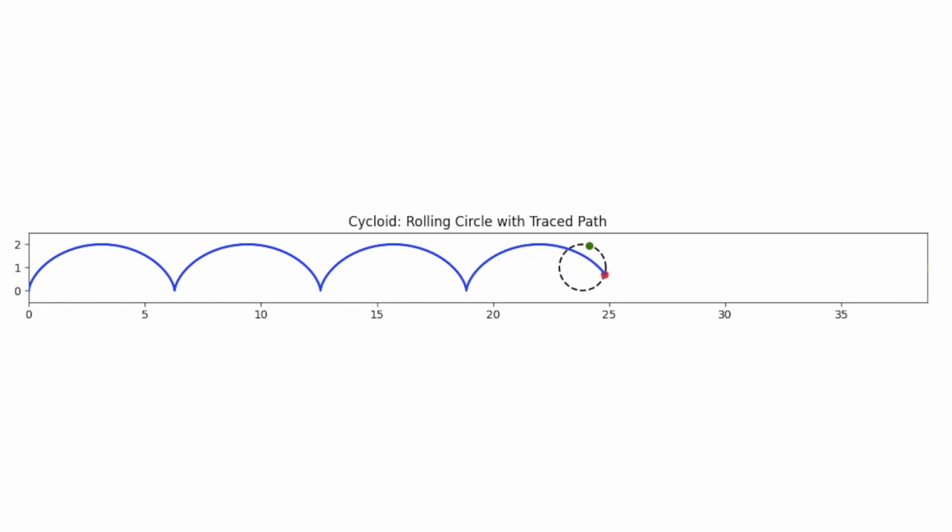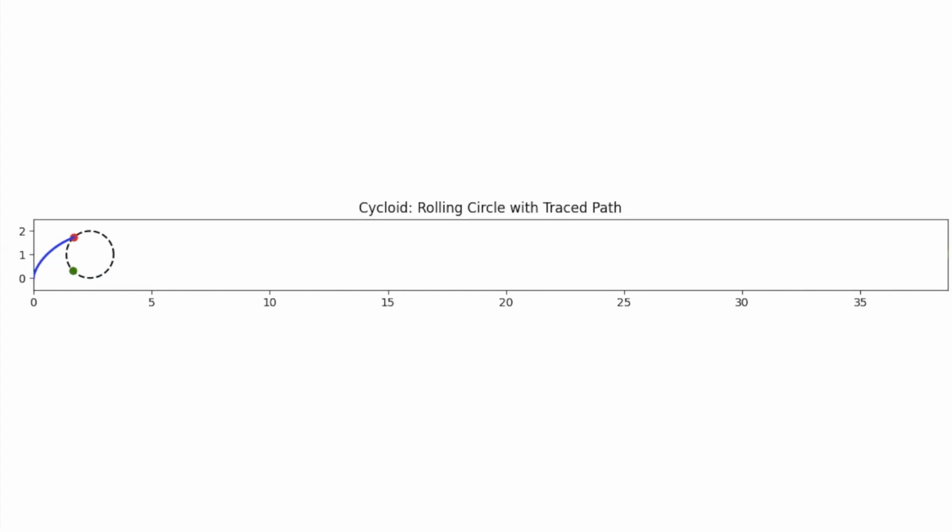You can see the wave-like arches forming. Each arch corresponds to one complete revolution of the circle. The blue line shows the full path traced by the red point, the mathematical cycloid.